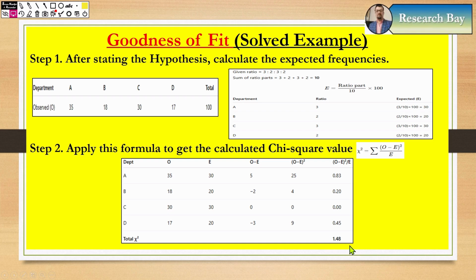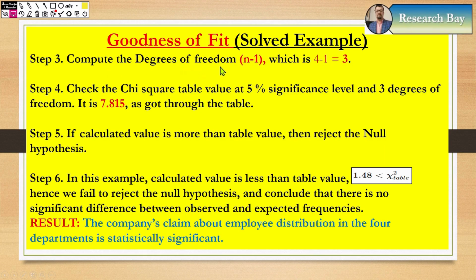Now we have to compare this calculated chi-square value with the table of chi-square values. Where to compare it? You have a standard chi-square table available to you. We have to compare this with that according to the degrees of freedom and the significance level of the test. So how to do it? Let us see. First, we compute the degrees of freedom. The formula for the goodness of fit test is n minus 1. That is 4 minus 1, which gives 3.